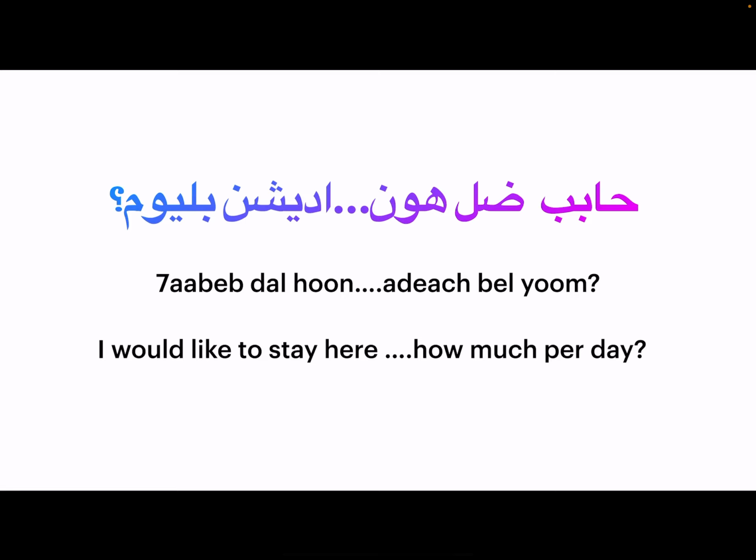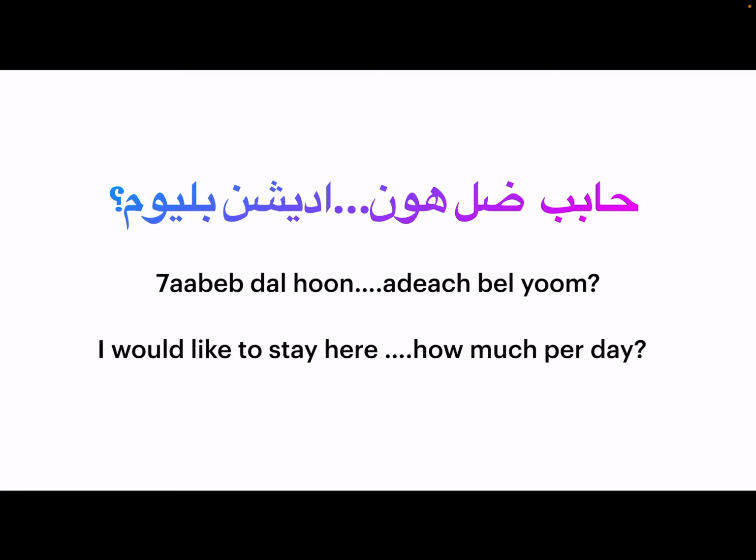Okay, let's read that first. حابب ضل هون قديش باليوم. So first حابب means I would like. Then to stay, which is I stay, ضل. هون, here. So حابب ضل هون. That's perfect, like in English. قديش باليوم. Well, قديش means how much in Arabic. باليوم, per day.